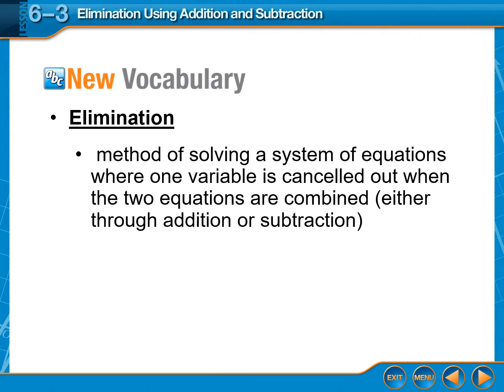So what is elimination? Well, anytime you've heard the word eliminate, it means you're going to be getting rid of something. Math is the same way. When we use elimination, we're talking about a method of solving a system of equations where one of the variables gets eliminated or canceled out when we combine the two equations. What we're going to use to combine those two equations is either addition or subtraction. So when we combine the two equations, one of the variables disappears, it's eliminated, and we're left with just a single variable, which allows us to solve for that variable.